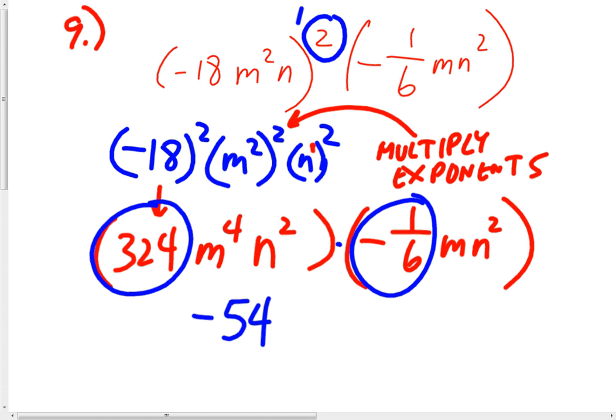What should go above the m? 5. Up here. Oh, that one. Put a 1 there. So now I'm adding exponents. M4, M1, M5. N2 and N2. N4.